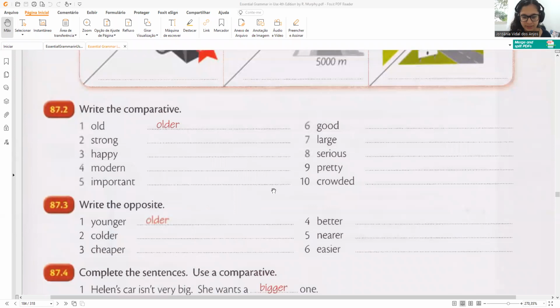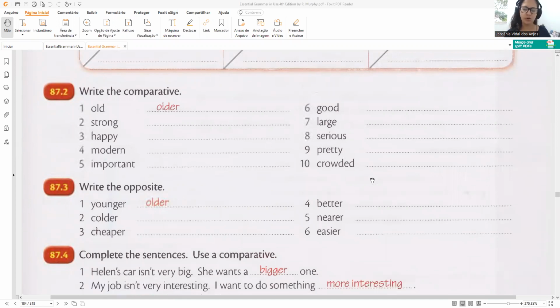Okay, now pause the video again. Pause o vídeo de novo and answer all these questions here. Do this exercise here. It's gonna be good for you. Okay? É para você escrever o comparativo de todos esses adjetivos aqui. Ó, old, strong, happy, modern, important, good, large, serious, pretty, crowded, full of people, cheio de pessoas, né? What's the word in Portuguese? Oh my God, I forgot.